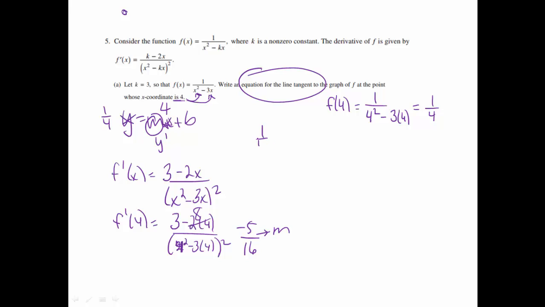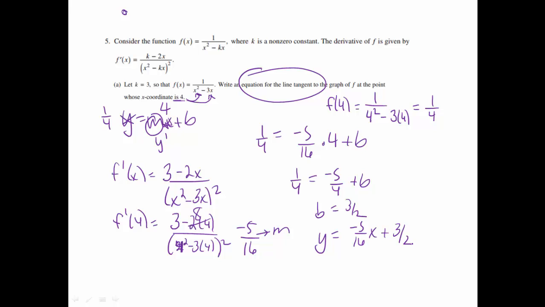So now I have 1/4 equals negative 5/16 times 4 plus b. If I solve for b, I'll have 1/4 equals, that will reduce to negative 5/4 plus b. I'll add 5/4 to both sides, so b will equal 6/4 or 3/2. So the equation of my tangent line will be y equals m, which we found was negative 5/16 x plus the b, which was 3/2.